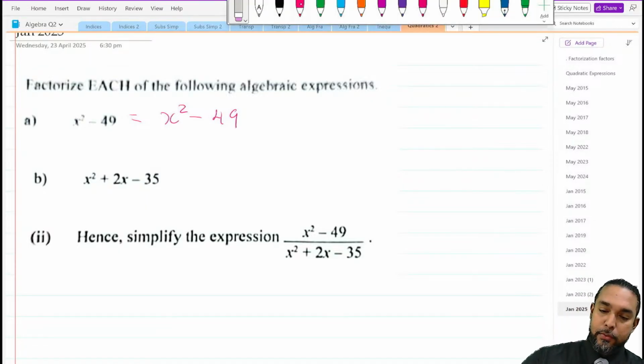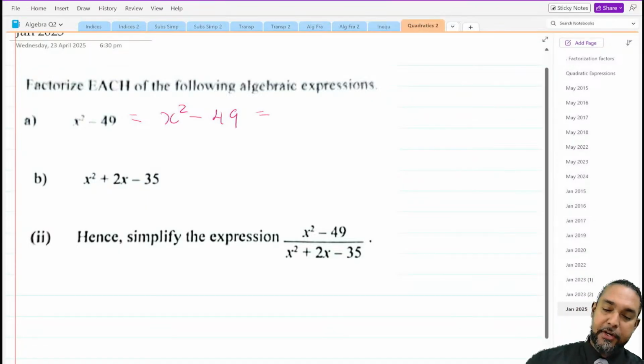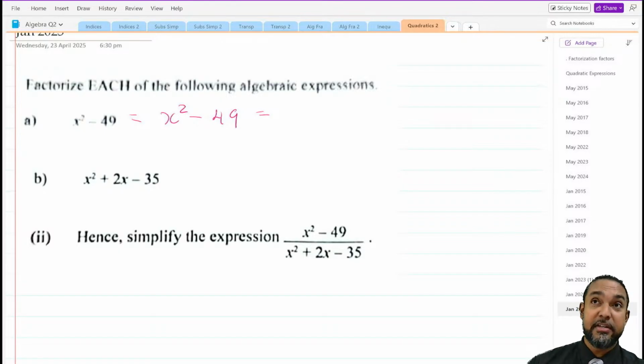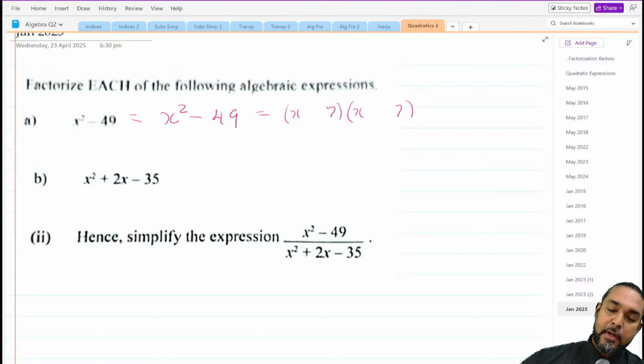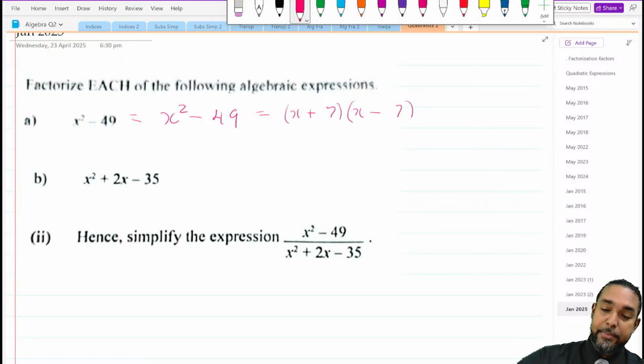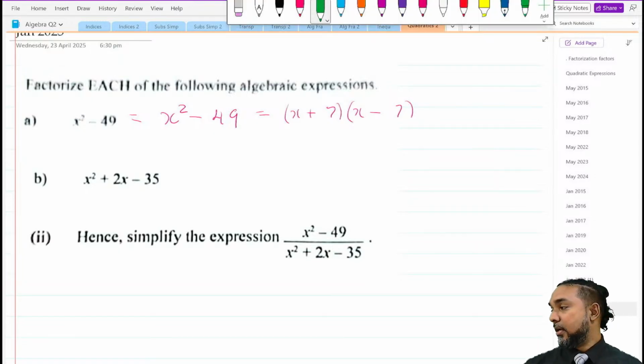Okay, so when we factor x squared minus 49, is that a difference of two squares? Are we subtracting? Is there a difference? Yes. Is it two and only two terms? Yes. Are they each a perfect square? Yes, because x squared is literally the square of x, and 49 is the square of 7. And you put a plus in one bracket and a minus in the next one. Whether you put the minus or plus in the first bracket, and vice versa.